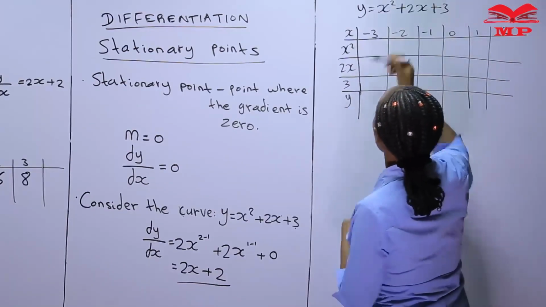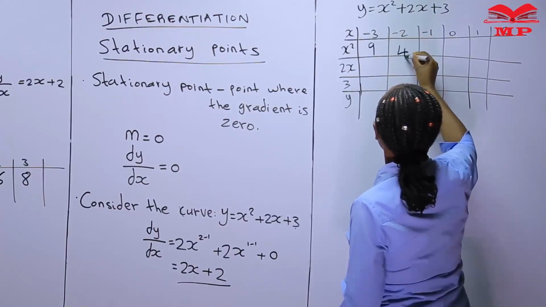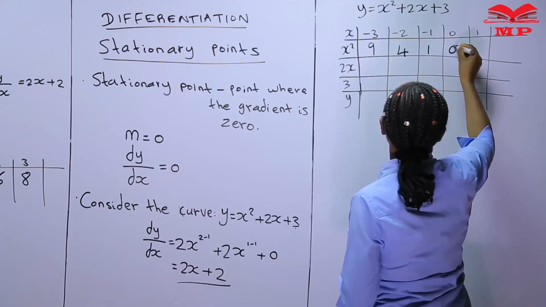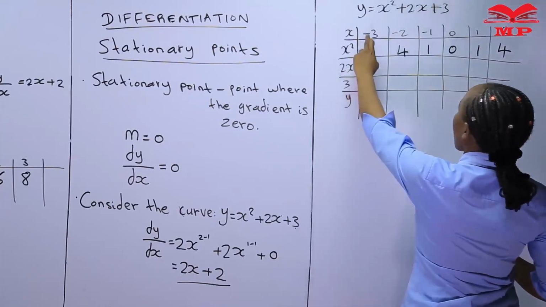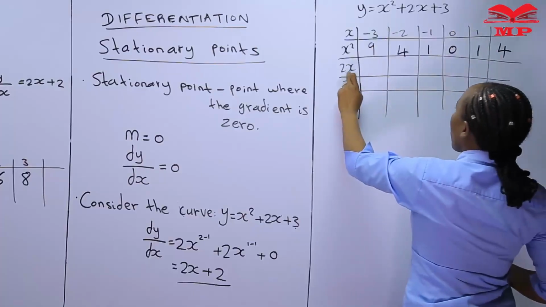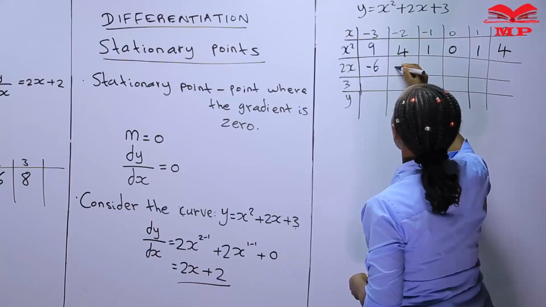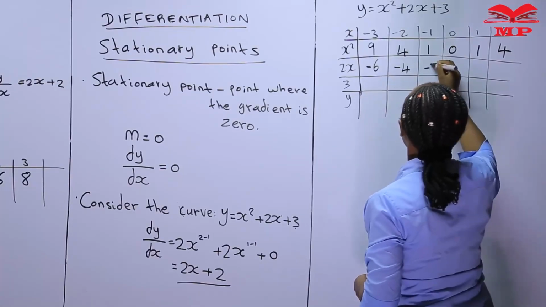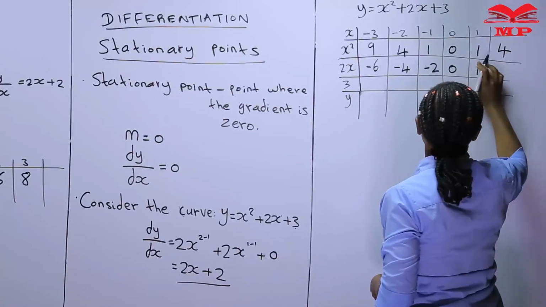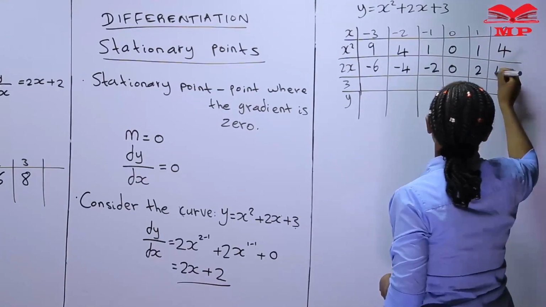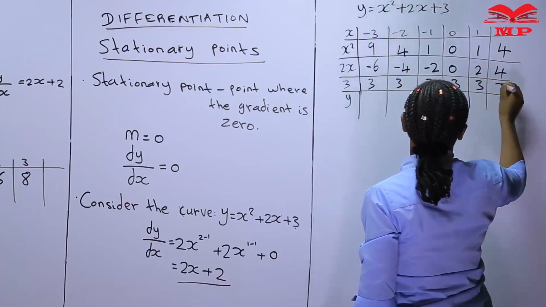So here x squared, it is negative 3 squared, that is 9, negative 2 squared, negative 1 squared, 0 squared, 1 squared, and 2 squared. Then here we have 2x, our x is still these ones. So we have 2 times negative 3, 2 times negative 2, that is negative 4, 2 times negative 1, 2 times 0, 2 times 1, we have 2, then 2 times 2, we have 4. Then we have 3, we are adding 3 throughout.